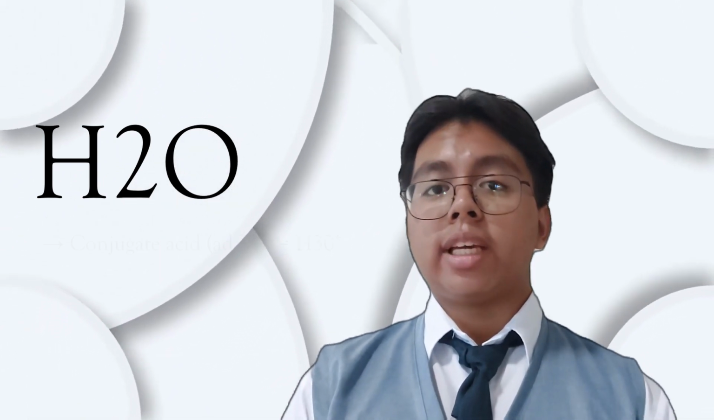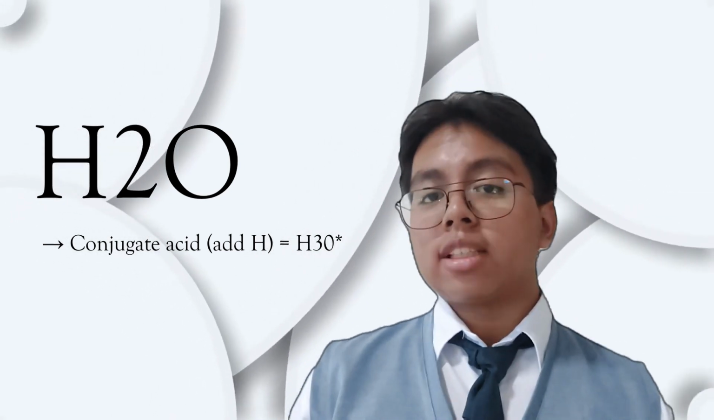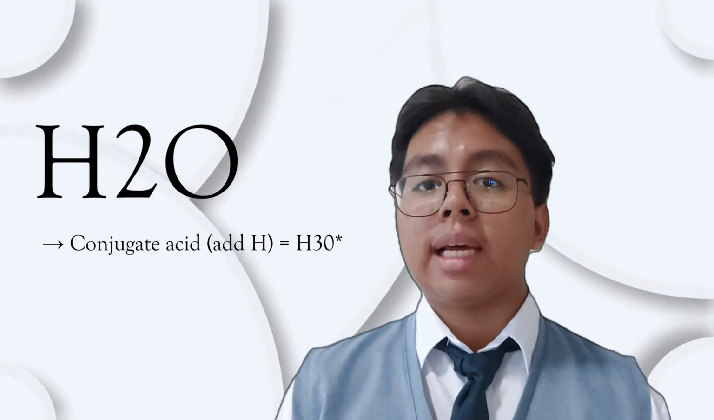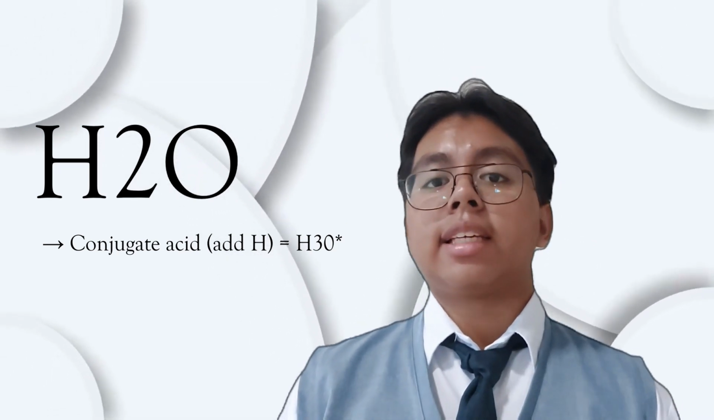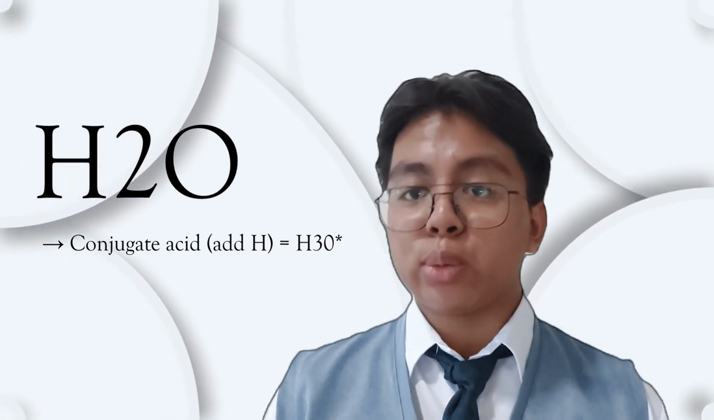Using H2O as an example, let's discuss the difference between the two. If we were to add a conjugate acid to our H2O, we are to add another hydrogen atom, which turns the chemical formula into H3O. This is the chemical compound that is formed when a conjugate acid is added to H2O.